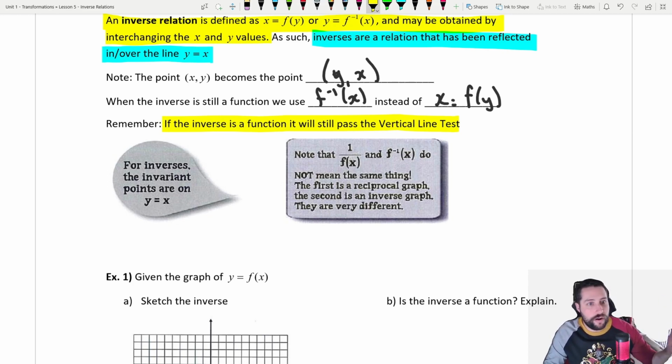For inverses, the invariant points are on y is equal to x. So if a point in your original function lands on the line y is equal to x, your invariant point will be in the exact same spot for the inverse of it. So note that 1 over f of x and f of -1 of x do not mean the same thing. One is a reciprocal, the other is an inverse. So they are two different kinds of graphs. So I'm going to show you in this next example, given the graph of y equals f of x, we are going to sketch the inverse of it.